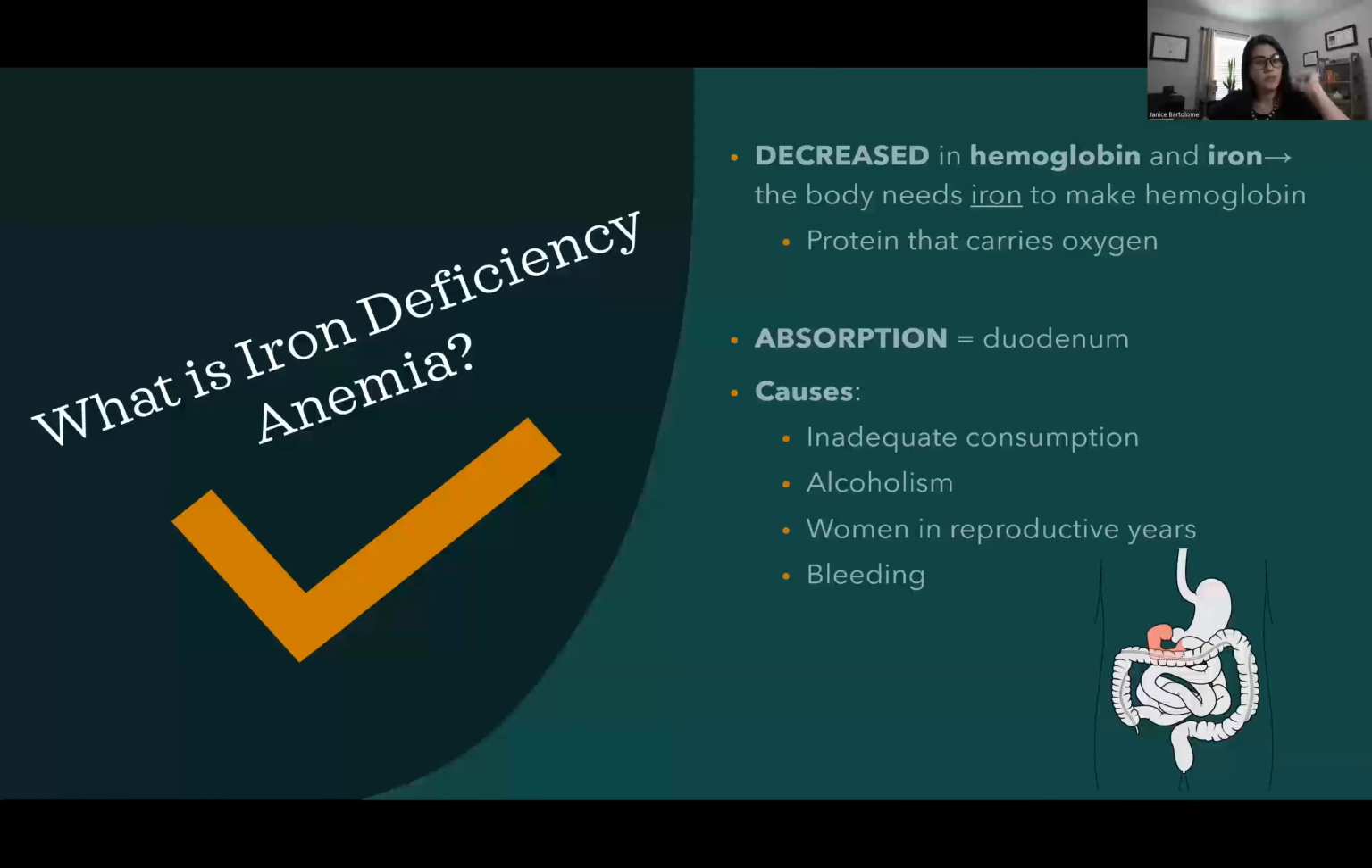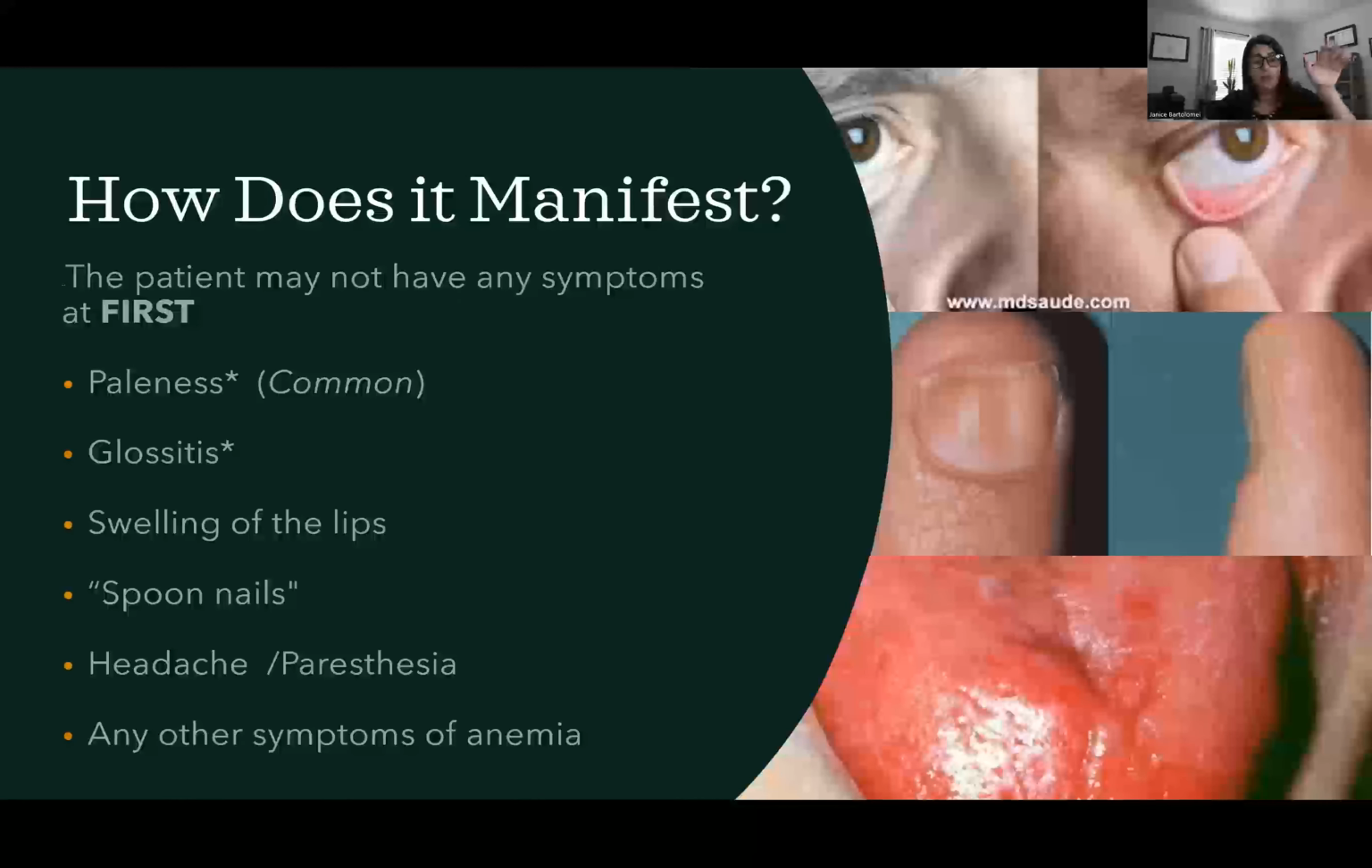Okay, so how does iron deficiency anemia manifest in clients? Well, you can have all the symptoms of anemia that we previously discussed, but these are hallmark for iron deficiency: paleness, especially on the conjunctiva, and glossitis, which is inflammation of the tongue. It gets very beefy red and swollen. And then you have spoon nails. Instead of being curved out, they kind of curve in, so that's why they're called spoon nails. You could have paresthesia and headache as well.